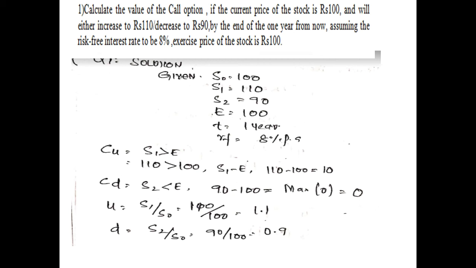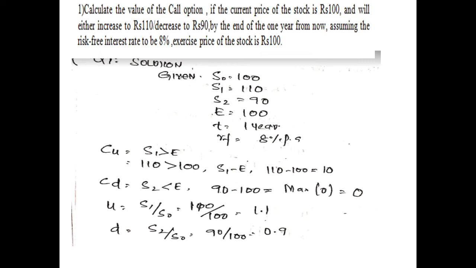Fine. So let's first calculate Cu. Cu is S1 minus E, the exercise price: 110 is greater than 100, the difference is 10, right? Cd, that is the decrease in the price, 90 minus 100, we get minus 10 as a negative value. But the theory of binomial says that if we have a negative value, we should make it 0. If we get a positive value, we take that as a positive value. If not, we take it as 0.